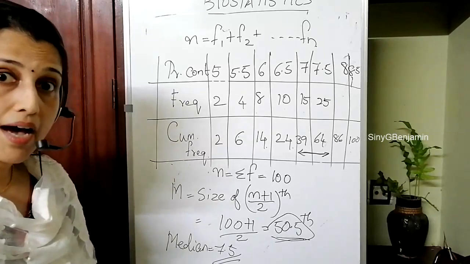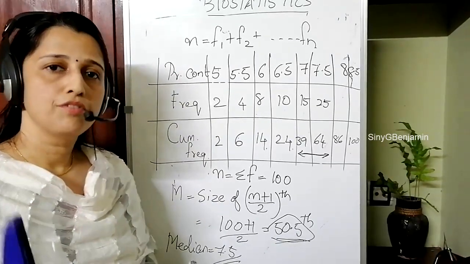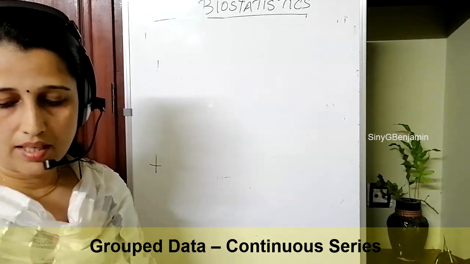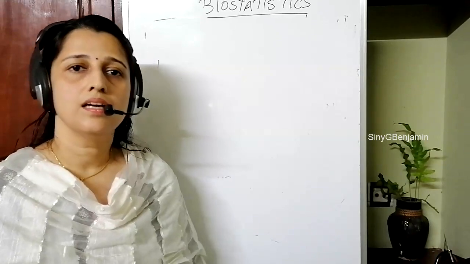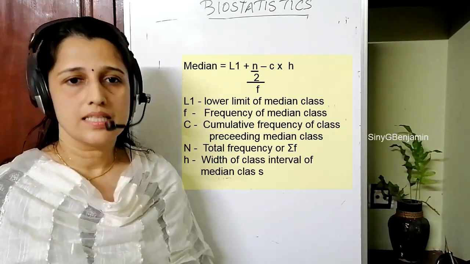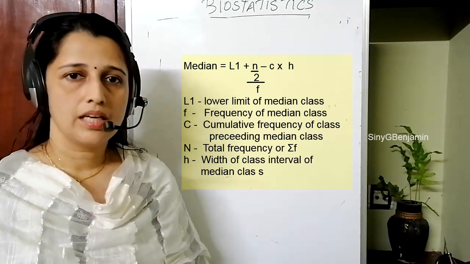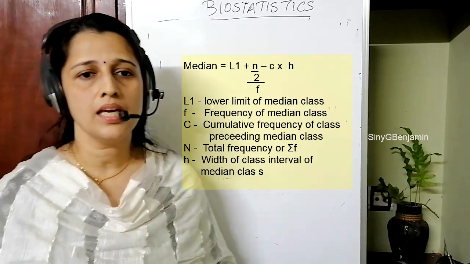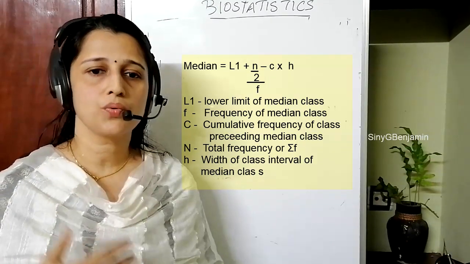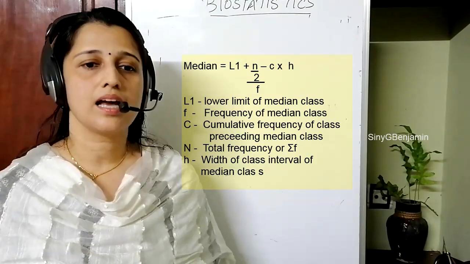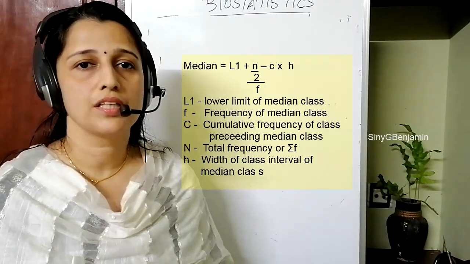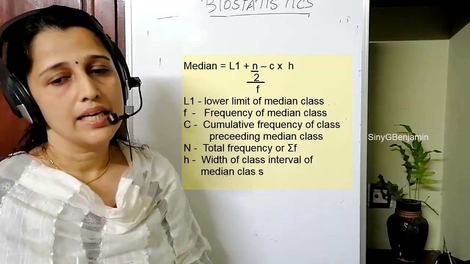Now let's see how to find the median of grouped data of continuous series. In continuous series, the equation which we apply is displayed on the screen. That is, median is equal to L1 plus ((n by 2 minus C) divided by F) into H, where L1 is the lower limit of the median class, F is the frequency of the median class, C is the cumulative frequency of the class preceding the median class, N is the total number of frequencies or sigma F, and H is the width of the class interval of the median class.